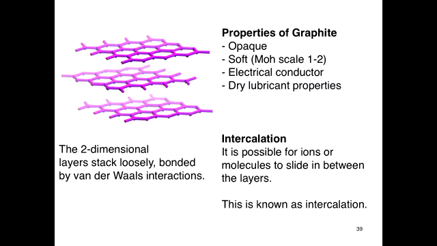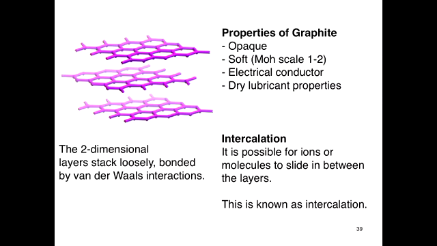In the extended structure we have the sheets stacking on top of each other, and while this bonding within a sheet is very strong, this intersheet interaction is much weaker. And so as a consequence these layers can slide past each other. If you've ever felt graphite, it's got a very slippery feel. It's a very soft material with the layers being able to slide past each other.